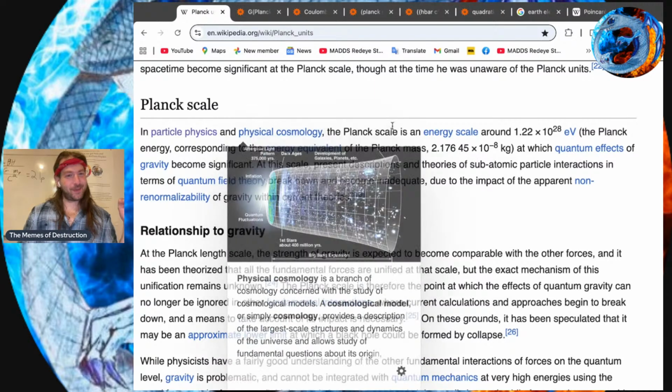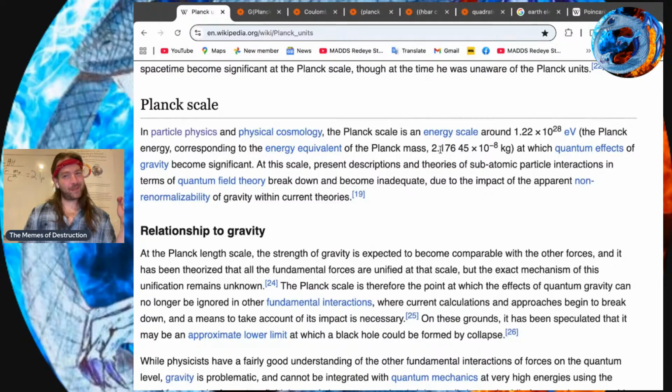In particle physics and cosmology, again, this is just from Wikipedia, take it for what it's worth. The Planck scale is an energy scale of around 10 to the 28 electron volts. The Planck energy is the corresponding energy equivalent of the Planck mass, which is 10 to the minus 8. Expressed in joules, the standard form of energy, it's 10 to the 9, because there was like 16 orders of magnitude difference there.